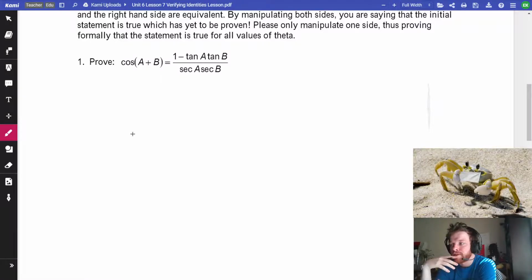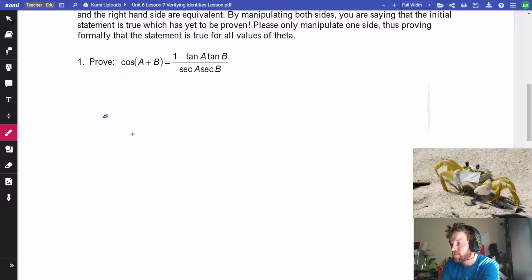I think the best thing to do is to jump in and do something. I'm going to go ahead and use my sum formula on cosine (A plus B). Hopefully eventually some tangent difference formula might appear. I don't actually know if it's going to. Let's just see what happens. Unlike last unit, we didn't have the sum formulas. Now we do. We can use them in proving identities.